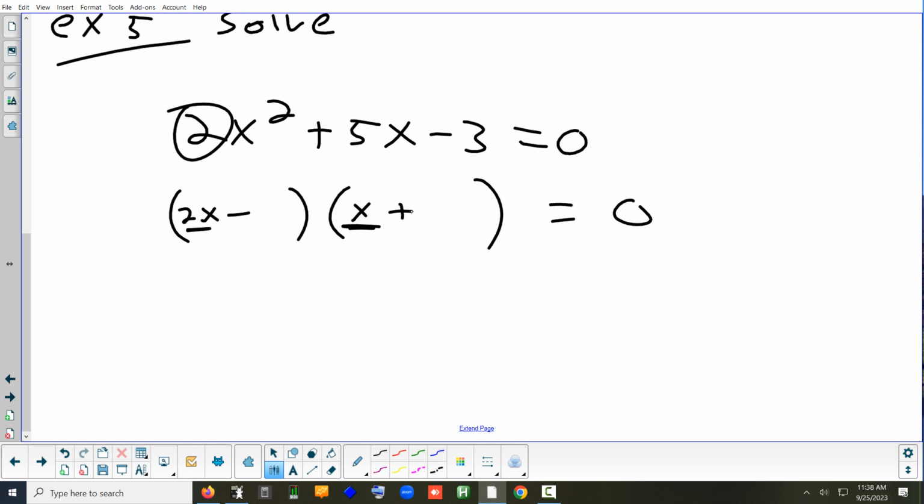And 3 is prime as well. So there's only 2 numbers we can multiply to get 3. And that would be? 1 and 3. So we could try it different ways. That's the only one that would work. I would suggest trying it like that. And that does work, because that's going to give you 6x minus 1x is 5x.